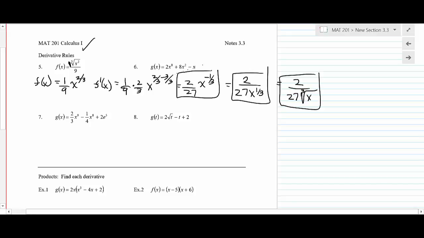Okay? All right, the next one I'd want you to be able to do in your head. So I'm just going to write that above here. What's the derivative of 2x to the 8th? 16x to the 7th, okay. 8 times 2 is 16. Exponent goes down 1. What's the derivative of 8x to the 2nd? 16x to the 1st, right? 2 times 8 is 16. Exponent goes down 1. What's the derivative of x? 1. It's the number in front. So that's your derivative right there.